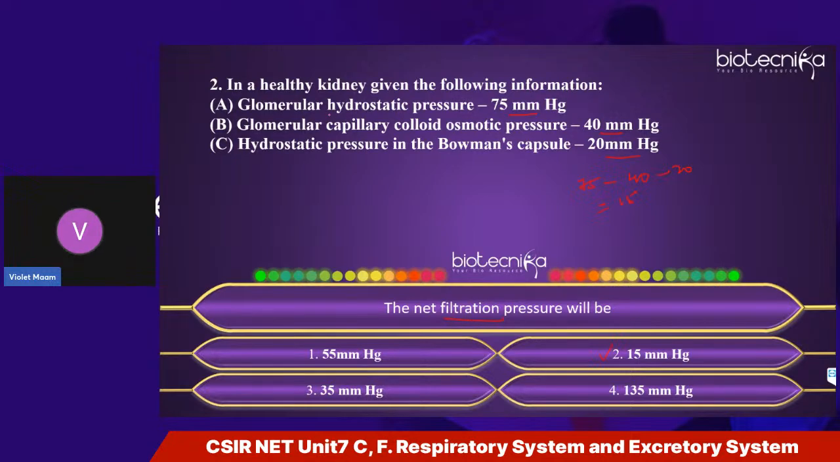So you should know what is glomerular hydrostatic pressure, okay, whether it is a positive pressure, whether it is a negative pressure. So glomerular capillary colloid osmotic pressure is negative, hydrostatic pressure in the Bowman's capsule is also negative pressure. So these will oppose the filtration. So you have to subtract it, right? Okay, so let's move ahead.